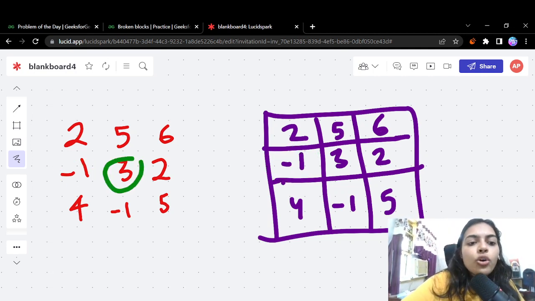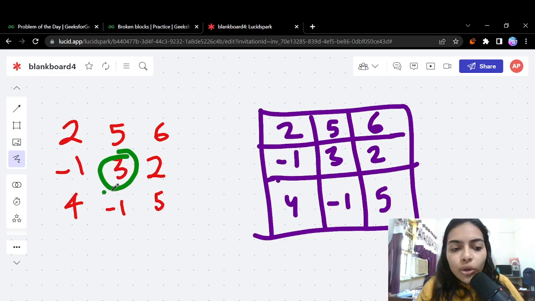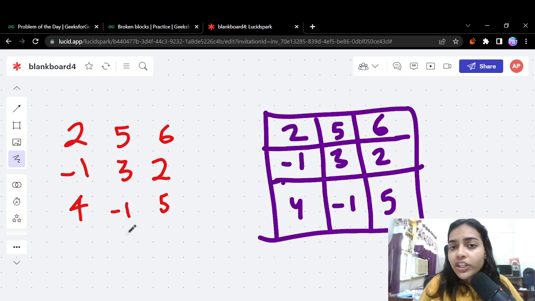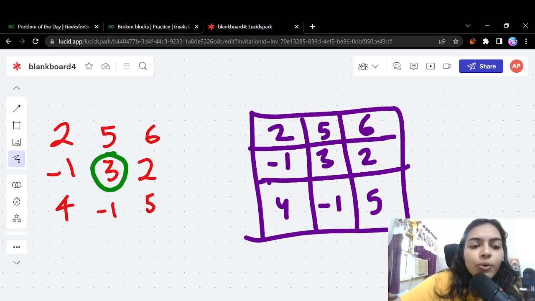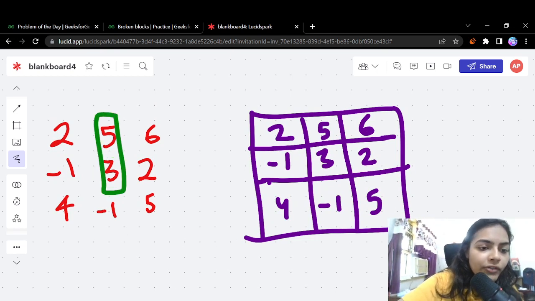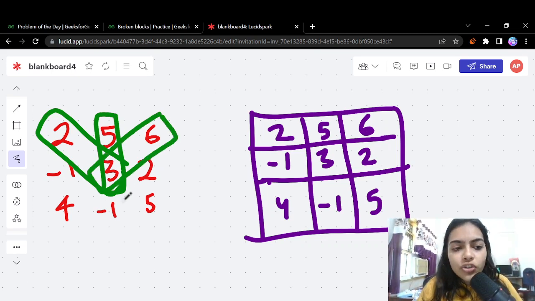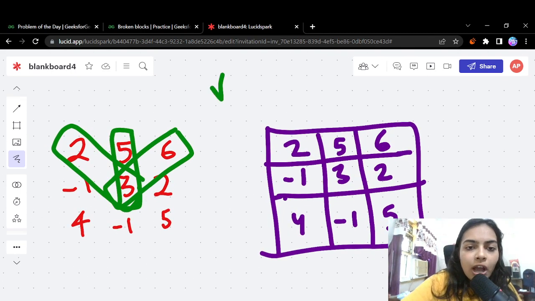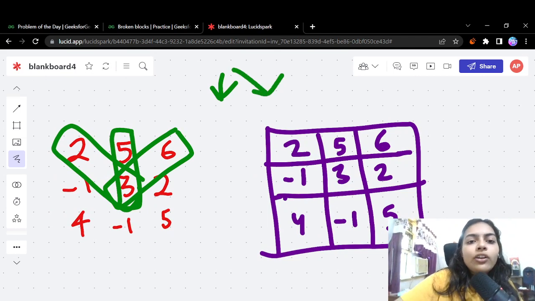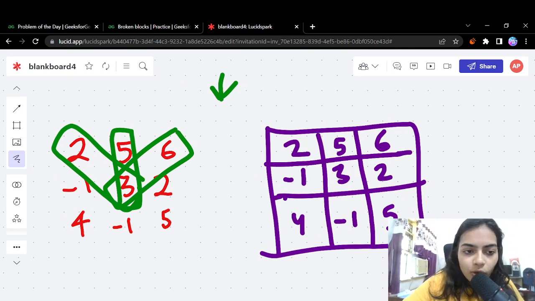Okay, let's go to the next box, 3. Now if we go to the box 3, we have 3 choices. If you are at this box 3, either you have come from this box, or from this box, or from this box. Why only 3 choices? Because you can only go down, or diagonally right, or diagonally left. That is the only possibility.